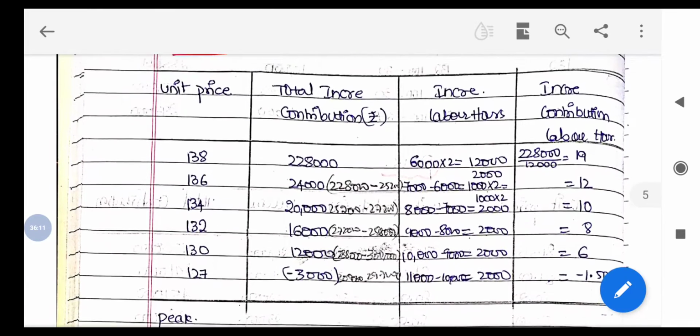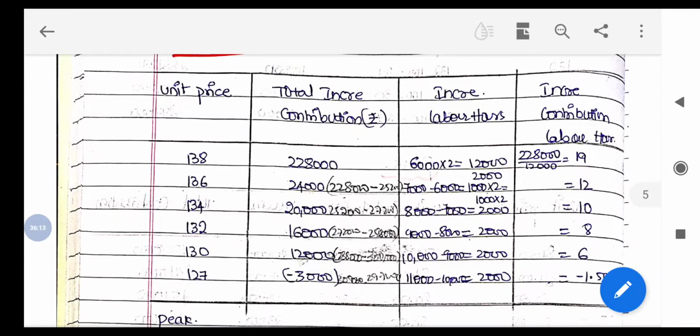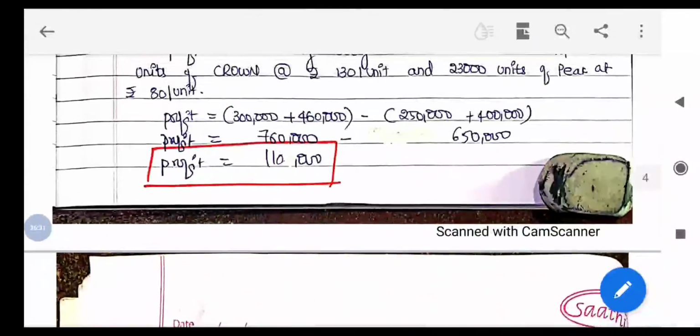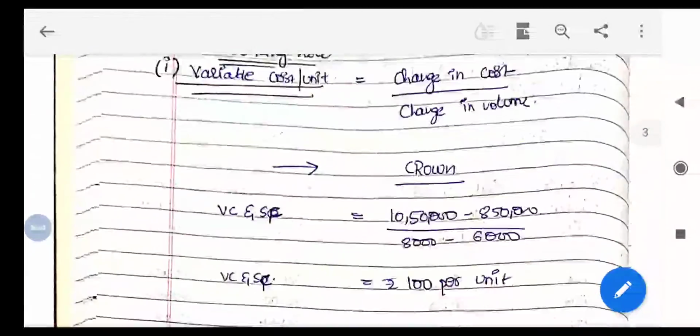Now, labor hours. I told you that for crown manufacturing we need 2 hours, so 2 hours into volume. We have volume also, so see the volume given in the problem.